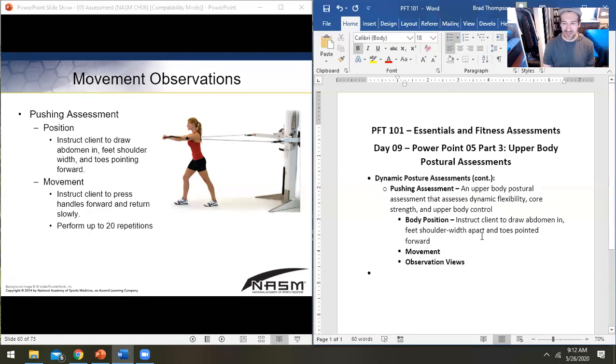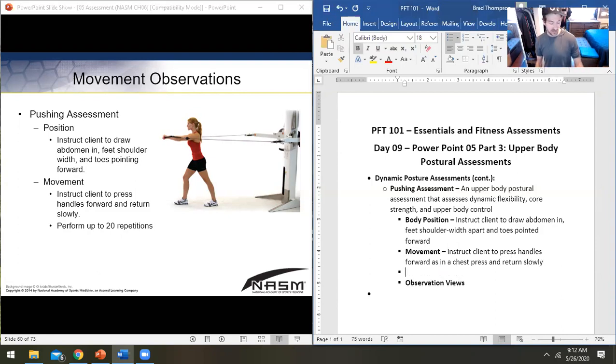And then your movement is going to be: instruct client to press handles forward as in a chest press and return slowly. Now, one thing that's not in the PowerPoint here is that you want to do it at a 202 tempo. So you're just going at a perfectly medium tempo here.